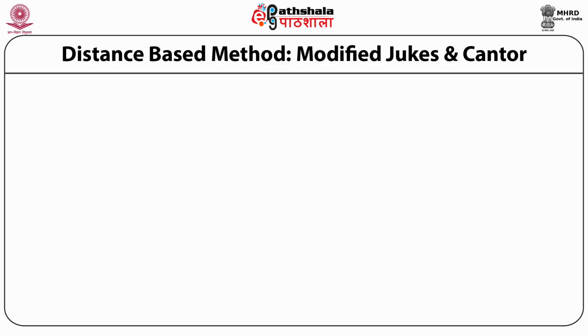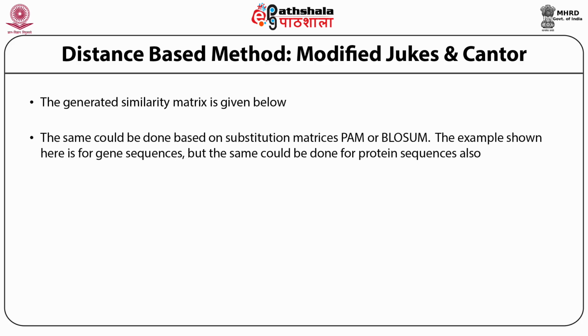This is a continuation of the distance based method. What we saw earlier was how to generate a similarity score between a given pair of sequences in a multiple sequence alignment. A matrix can be generated by calculating the similarity between all pairs of sequences in a multiple sequence alignment. So that is what is shown in this slide. The same similarity indexes can be calculated based on substitution matrices such as PAM or BLOSUM matrix. The example shown here is for gene sequences, but once again the same could be done for protein sequences also.